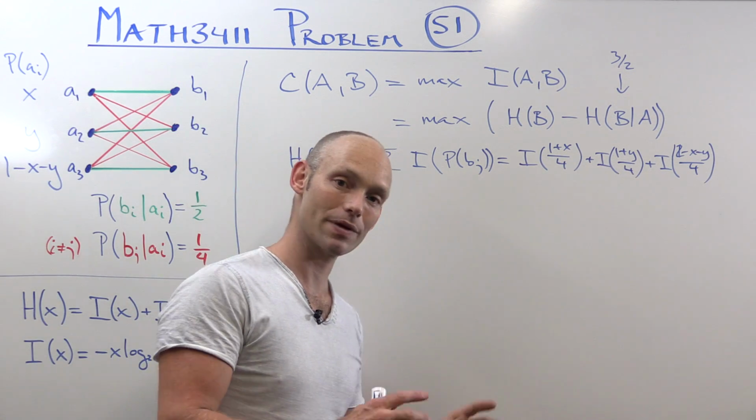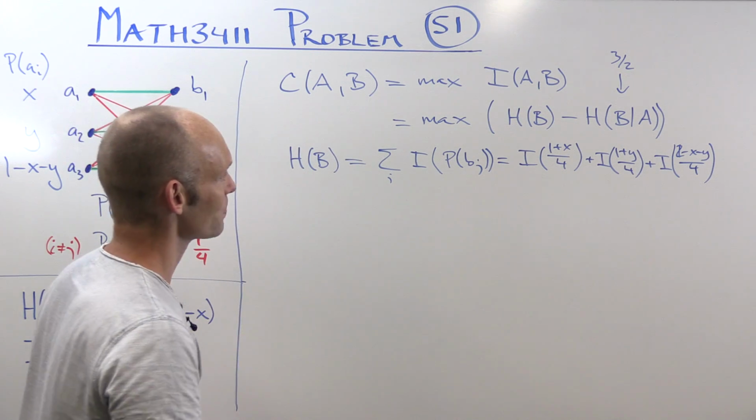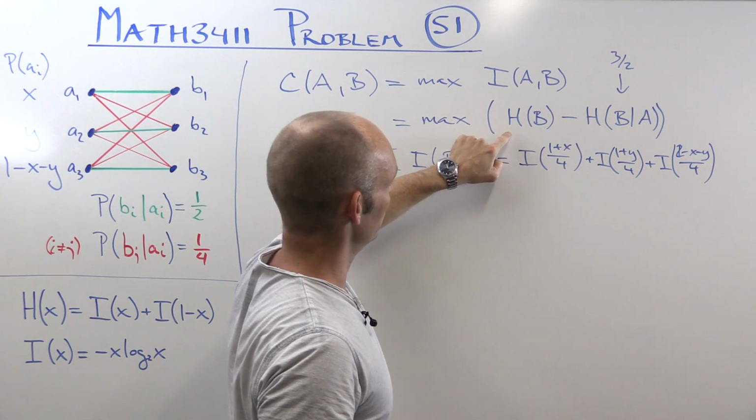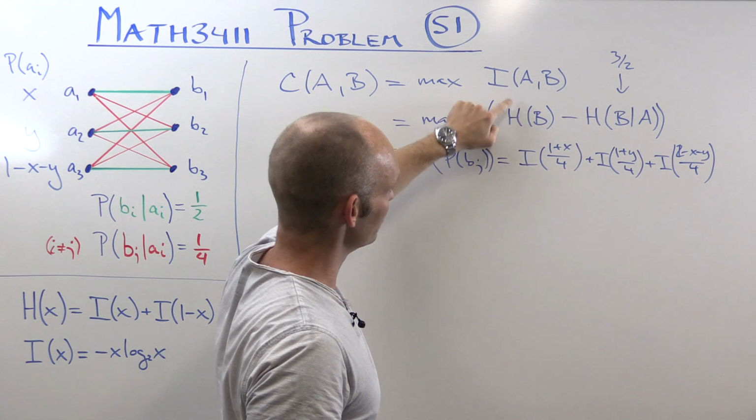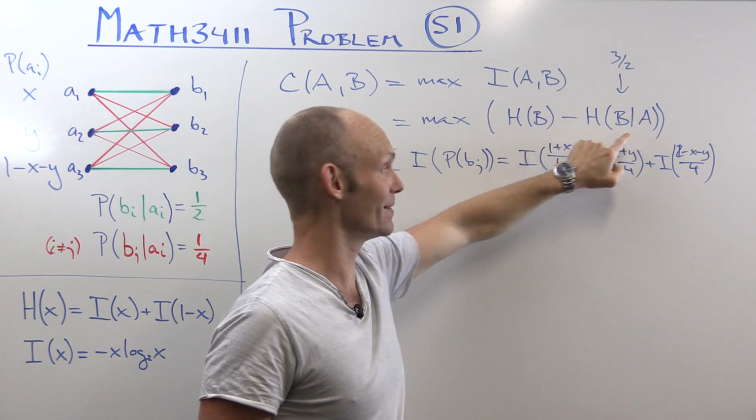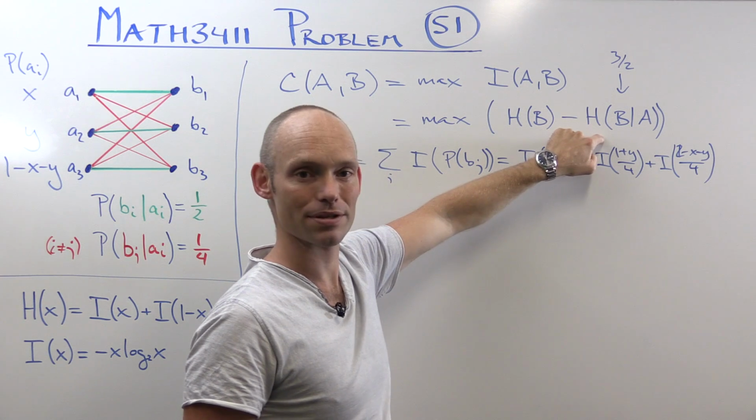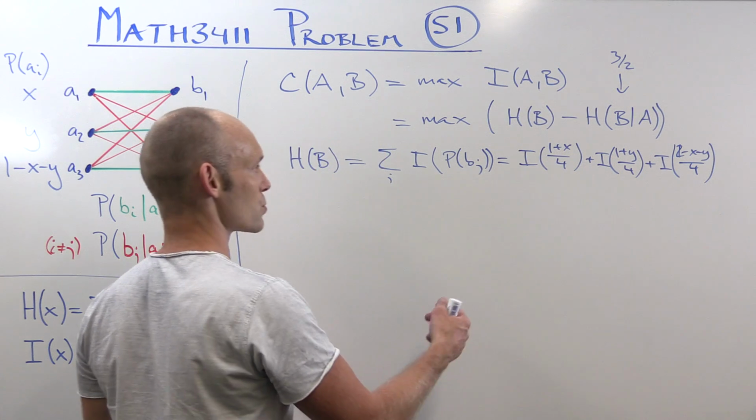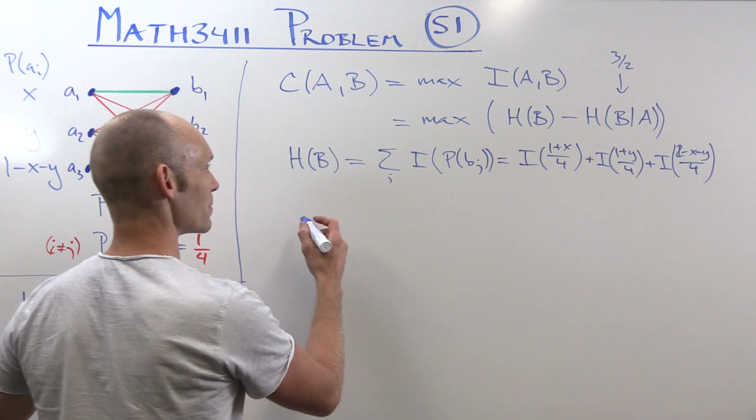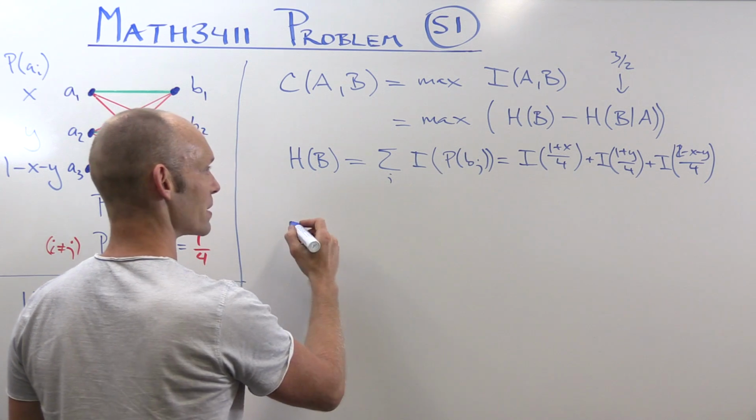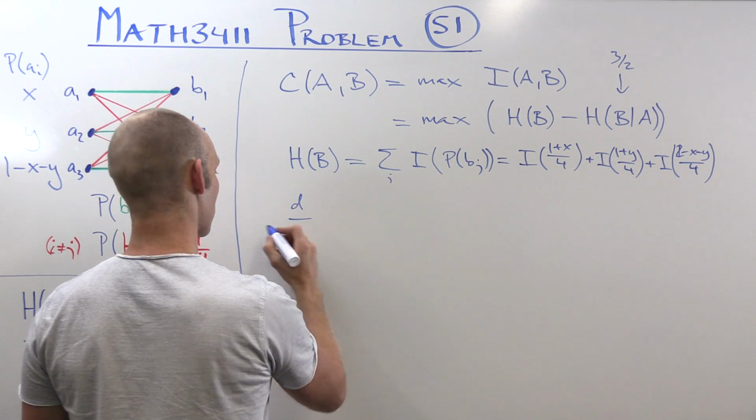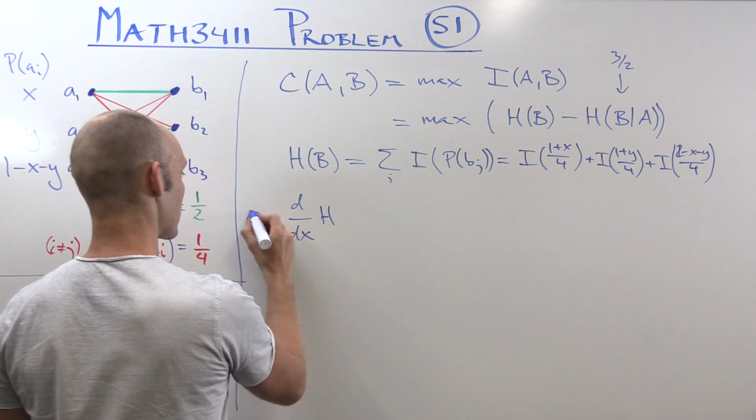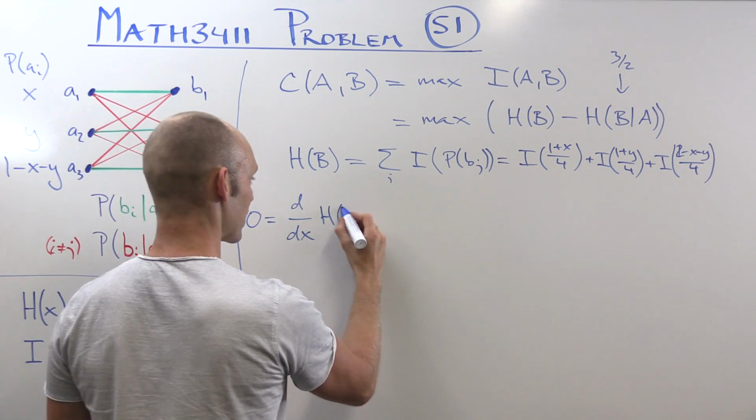So what we do is we differentiate this H of B. We could also differentiate the mutual information here, by, well, if we differentiate that, we're differentiating this term minus this term. This is a constant, so that'll just disappear when we differentiate it. So we can choose either way, but it doesn't really matter. So let's try to maximize this one here. For instance, by first differentiating in x, and we're setting this to be 0 to find a maximum, a local maximum.